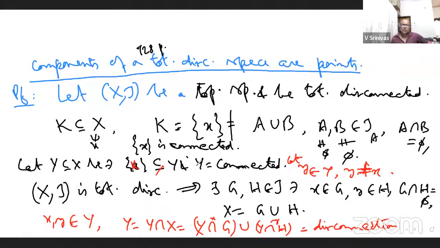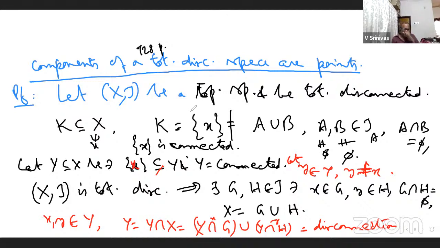So what we are able to show is that in a totally disconnected space, for x belonging to capital X, we cannot have a larger superset Y of singleton x which is connected. It leads to this contradiction. So singleton x is the only connected set containing it; it is not contained in any larger connected set. Therefore, singleton x is a component. So that's how components are points.